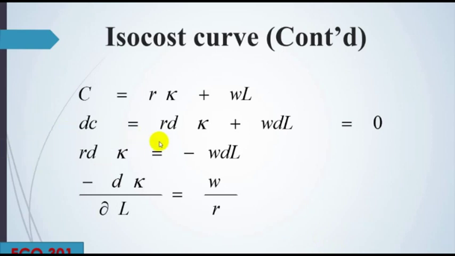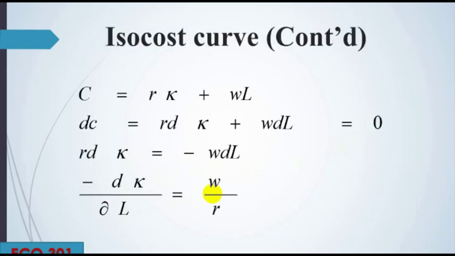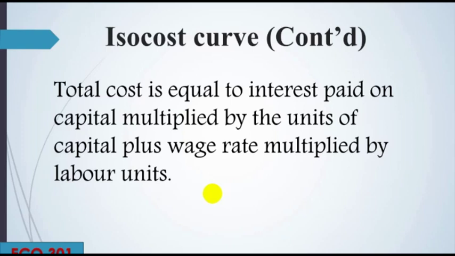dC = R dK + W dL = 0. R dK = -W dL. -dK/dL = W/R. At equilibrium, -dK/dL = FL/FK = W/R. MRTS = W/R.